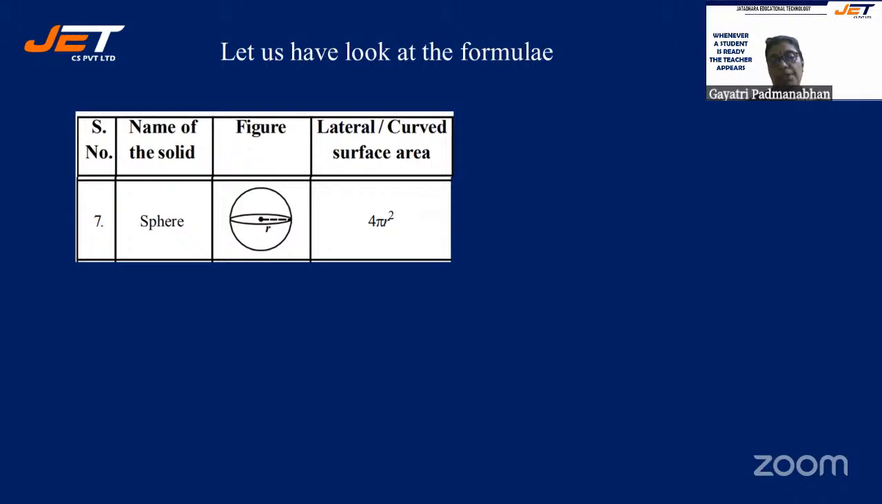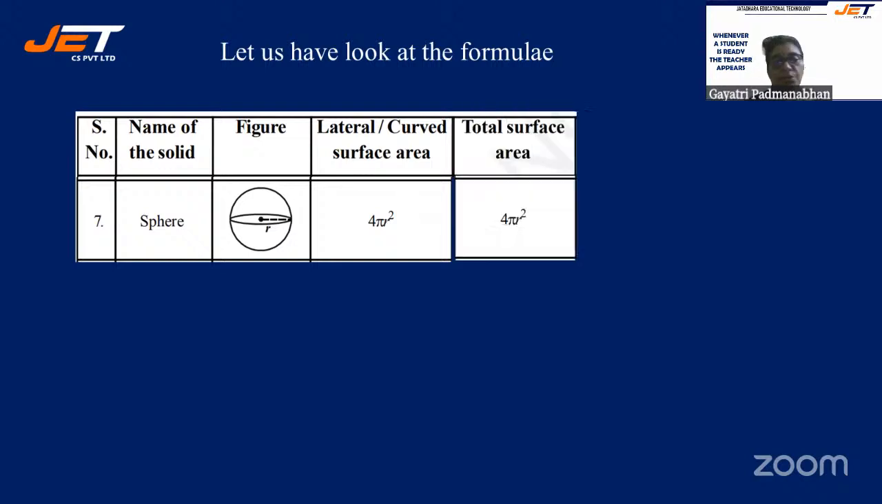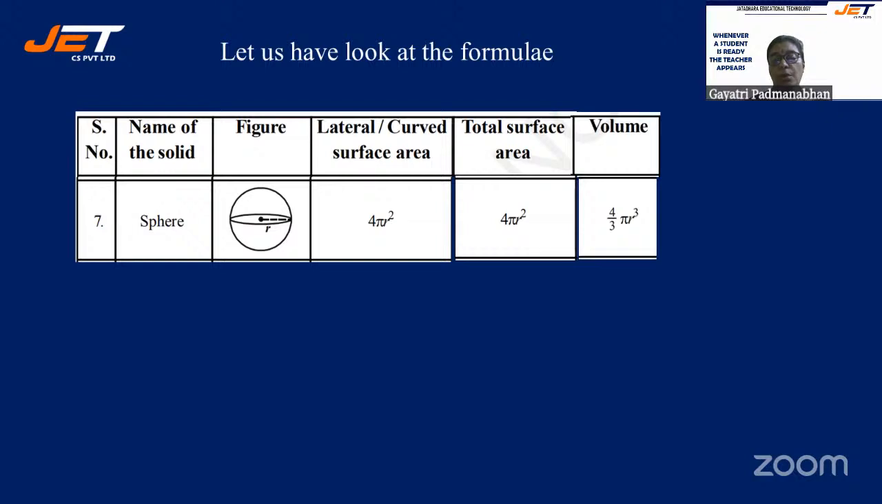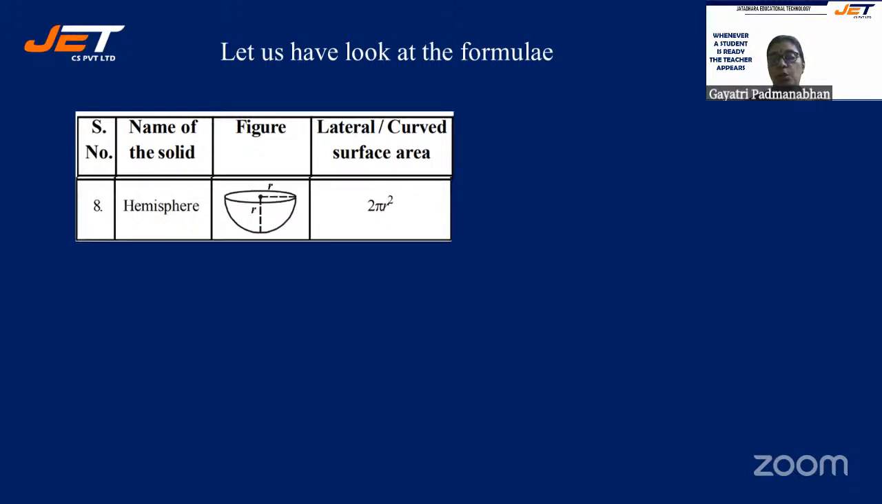The next solid that we are going to see is a sphere. The lateral or the curved surface area is 4 pi r square. The total surface area is 4 pi r square. Volume is 4/3 pi r cube.